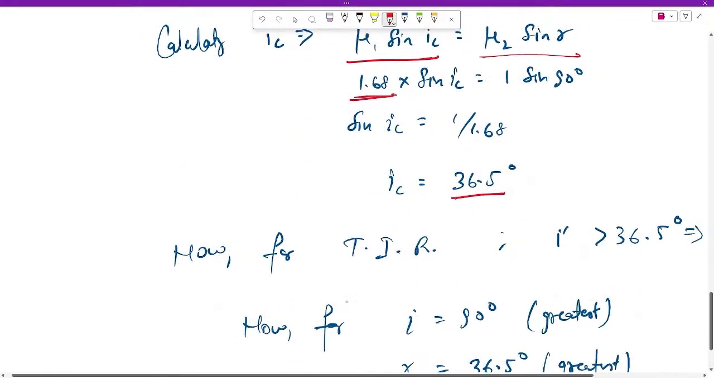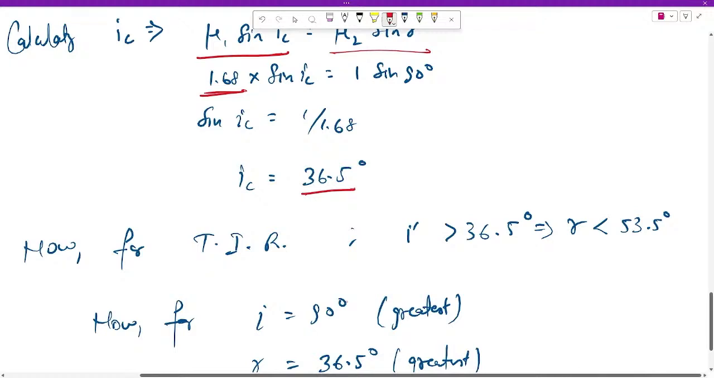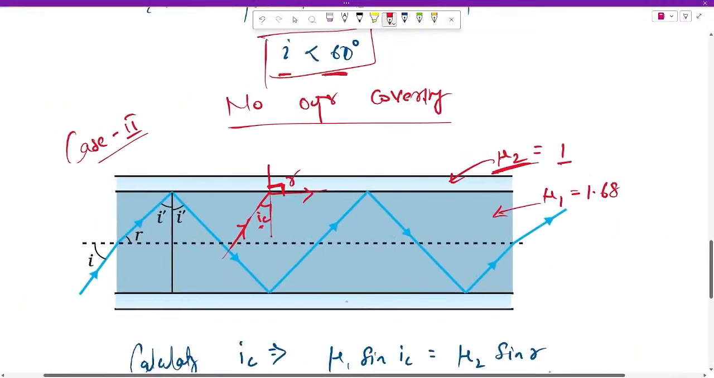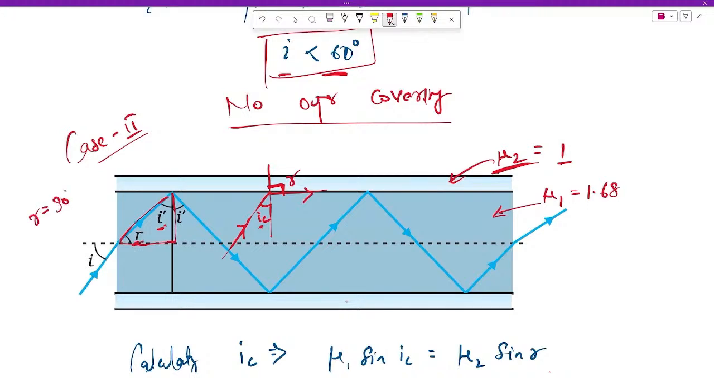Now for total internal reflection, we saw that since IC is equal to 36.5 degrees, I dash must be greater than this critical angle, that is 36.5 degree. Now again, using this triangle, we can see that if the minimum value of I dash is equal to 36.5 degree, so the maximum value of R should be 90 minus 36.5 degree. That will give us a value of 53.5 degree. So maximum value of R should be 36.5 degree.